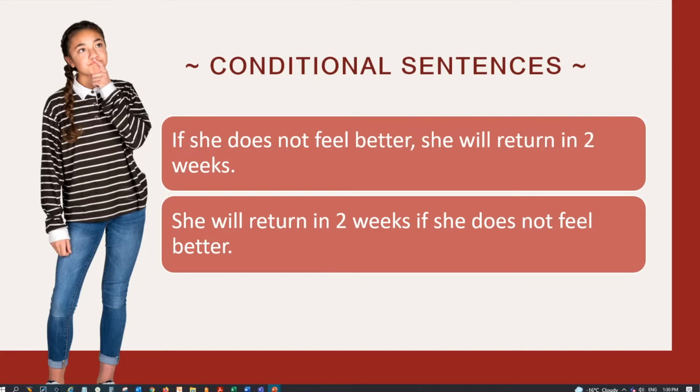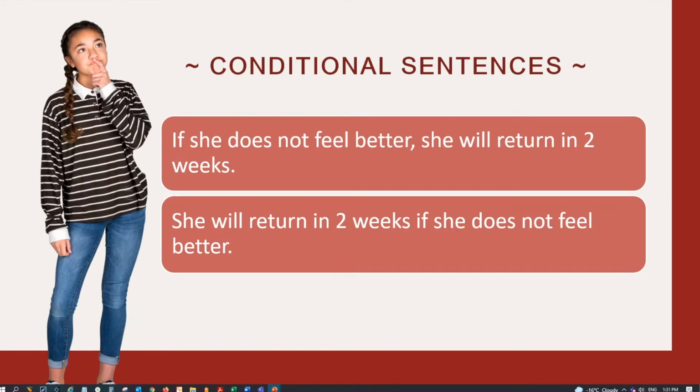Another thing to point out is if the main clause comes first, followed by the condition, there's no comma. She will return in 2 weeks if she does not feel better. It's kind of cool, and this has caught me on so many occasions because I always wanted to put the comma between them when the condition came second. But it's essential information. She will return in 2 weeks if she doesn't feel better. If she's feeling better, she's not going to return in 2 weeks, so it's essential info.